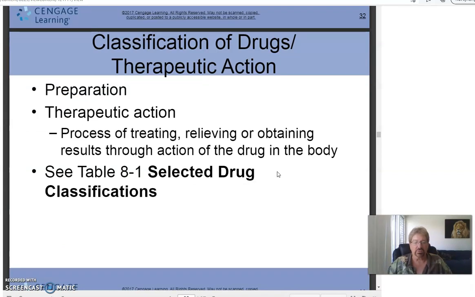Classification of drugs, therapeutic actions. The process of treating, relieving, or obtaining results through action of the drug in the body. See Table 8.1, selected drug classifications.